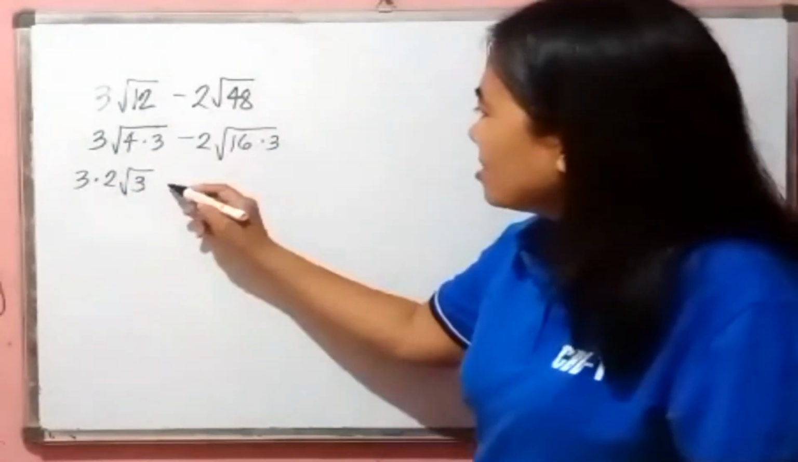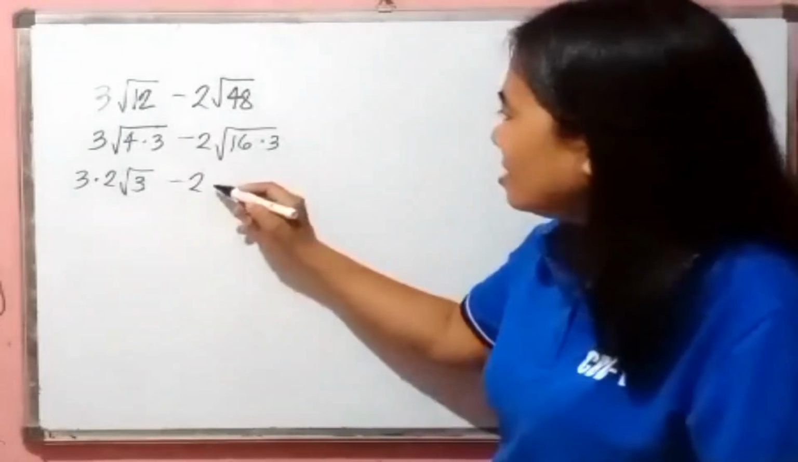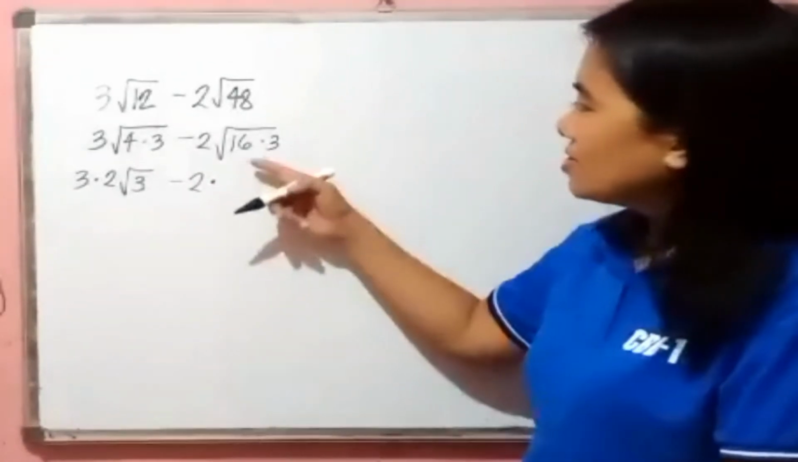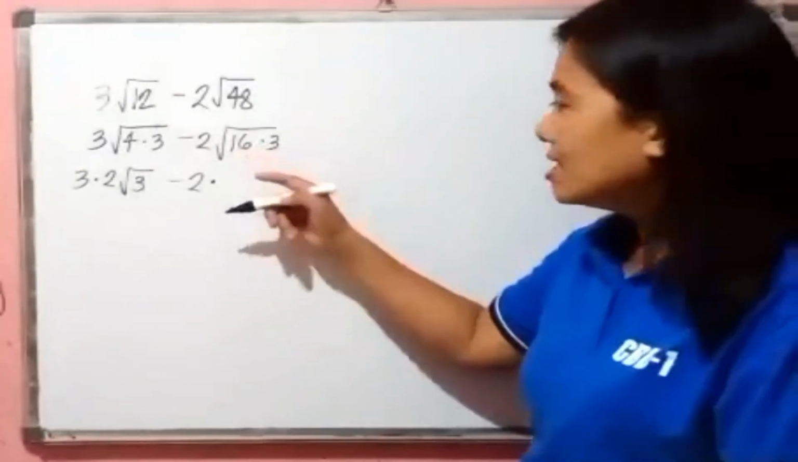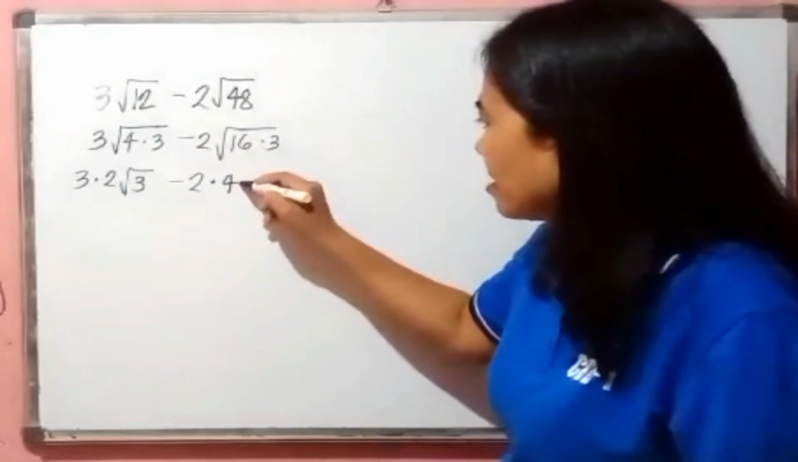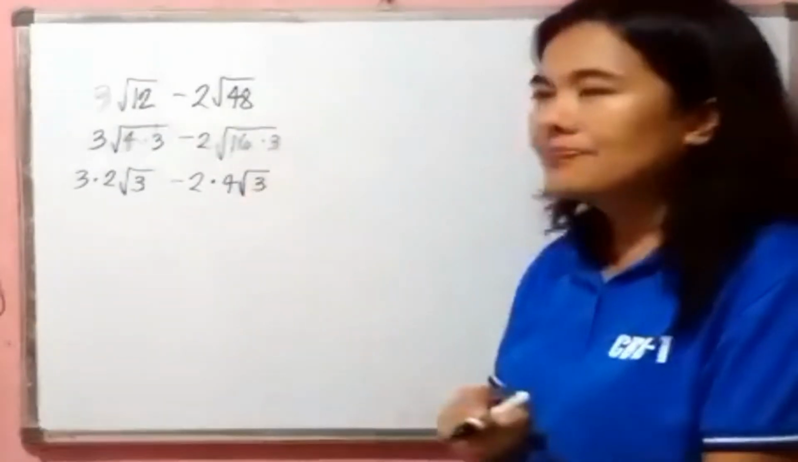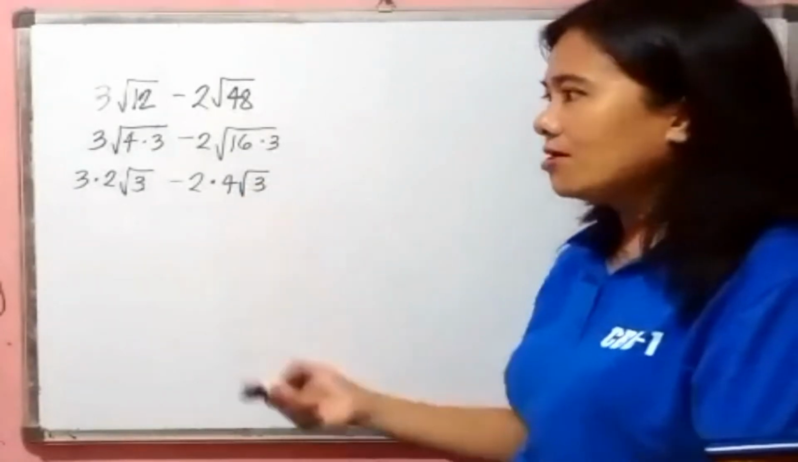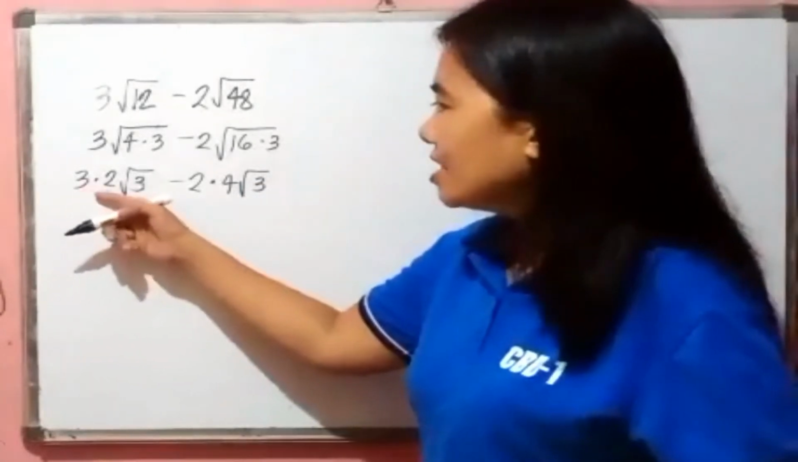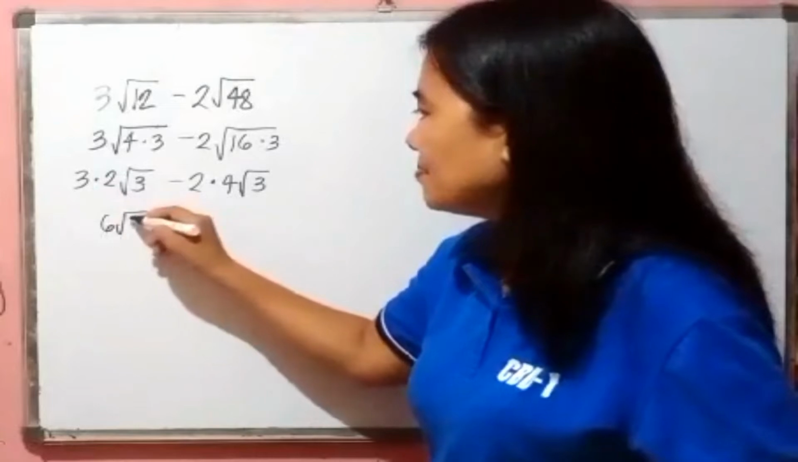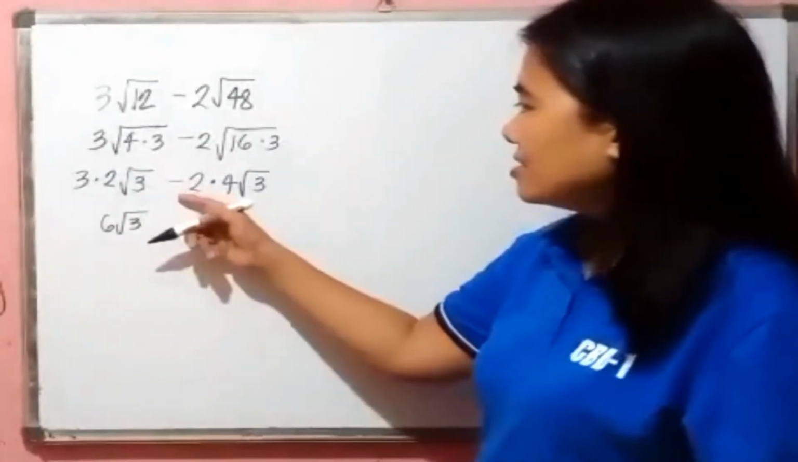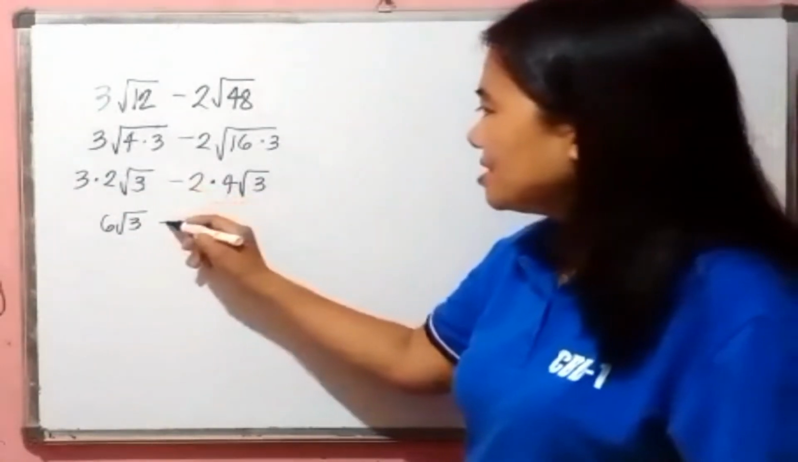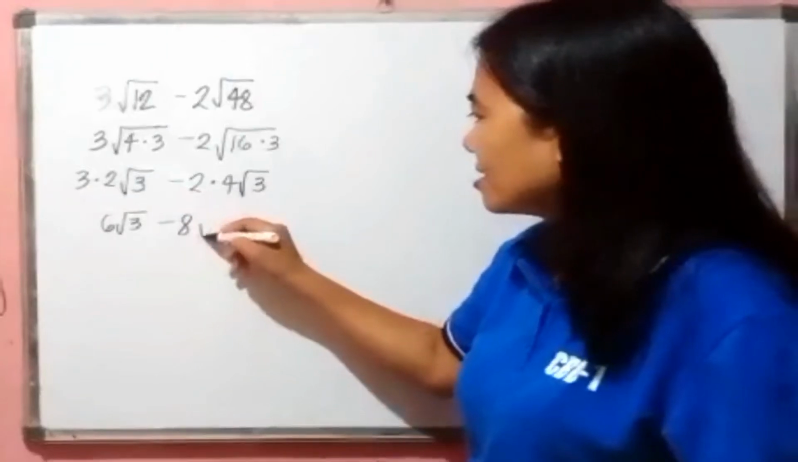Here we do the same thing. The square root of 16 is 4. So we have 3. Now, multiply the coefficients outside first. 3 times 2 is 6. And then negative 2 times 4 is negative 8.